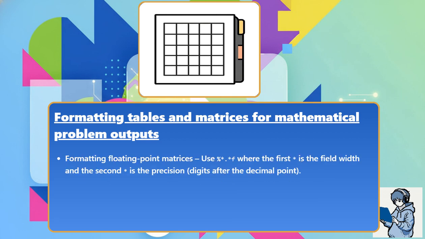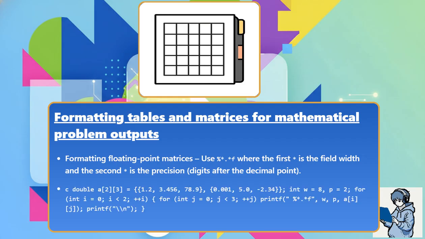Formatting floating point matrices: use %*.*f, where the first star is the field width and the second star is the precision, the number of digits after the decimal point. double a[2][3] = 1.2, 3.456, 78.9, 0.0015, -2.34. int w = 8, p = 2. For i from 0 to 1, for j from 0 to 2, print space, %*.*f with width w, precision p, a[i][j], newline after each inner loop. The result aligns every number in an 8-character field with 2 decimal places.